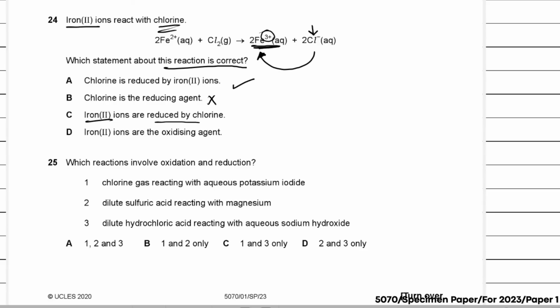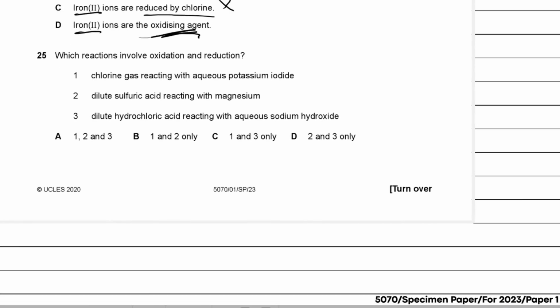Iron 2 ions are reduced by chlorine. No, chlorine is not reducing, it's actually oxidizing. So this is not an answer. Iron 2 ions are the oxidizing agent. So iron 2 ions are oxidizing agents? No, iron is actually reducing chlorine. So it's reduced. So since it's reduced, then iron is a reducing agent. So our definite answer is A.